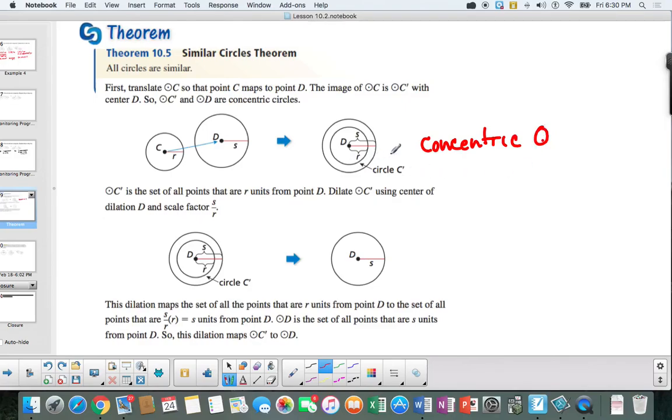Now we're going to figure out the scale factor between these two. Remember, the scale factor is the new divided by the old. So the new was the S distance for the radius divided by the old R. If we take this scale factor and multiply it by our old radius, we'll get a new radius. Then we go through a dilation to get the small circle to map onto the big circle.